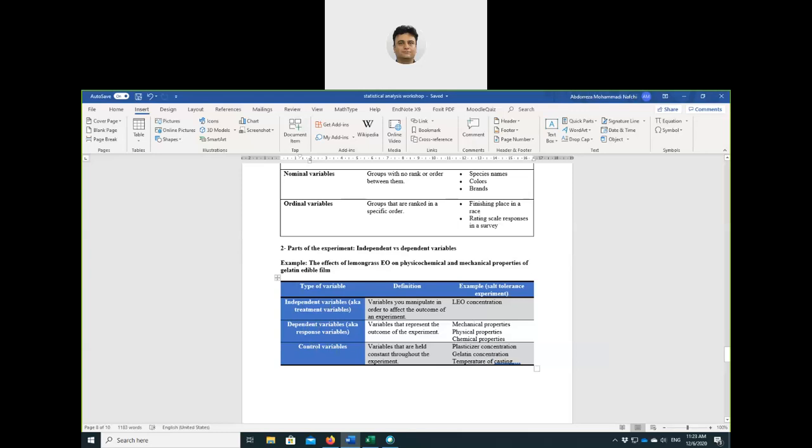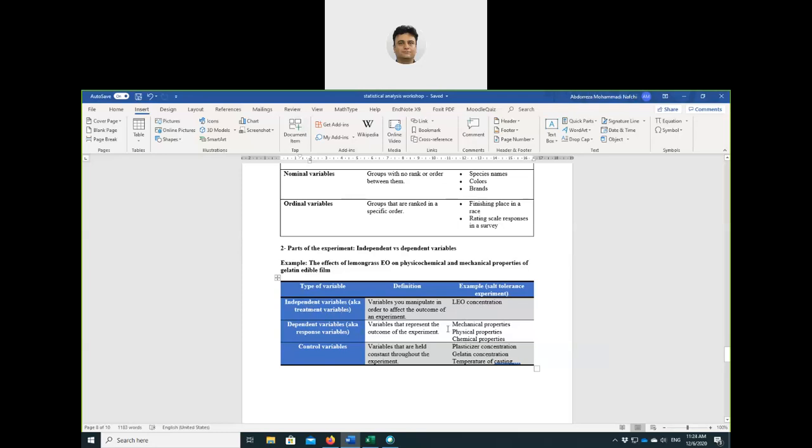Mostly in the material and methods, we need to clearly say what our independent variables are, what the dependent variables are, and what we control. For example, here, lemongrass essential oil, LEO. LEO concentration is my independent variable. I can change the independent variable here.